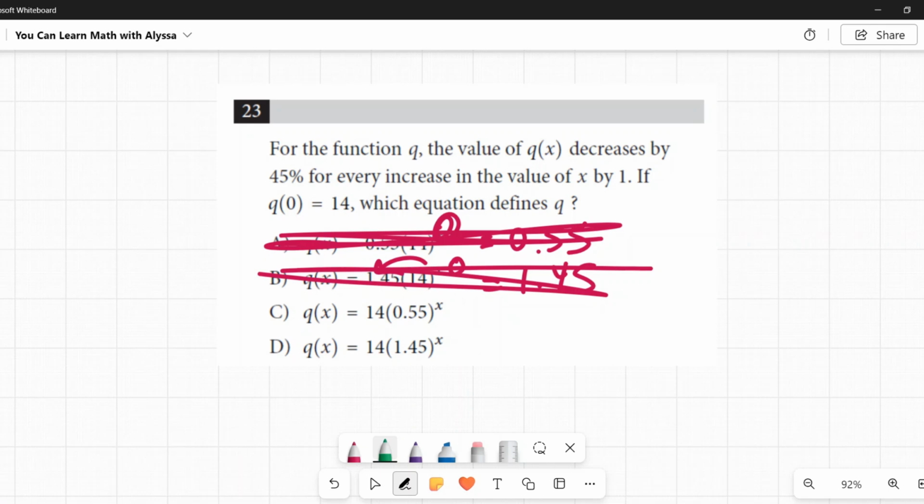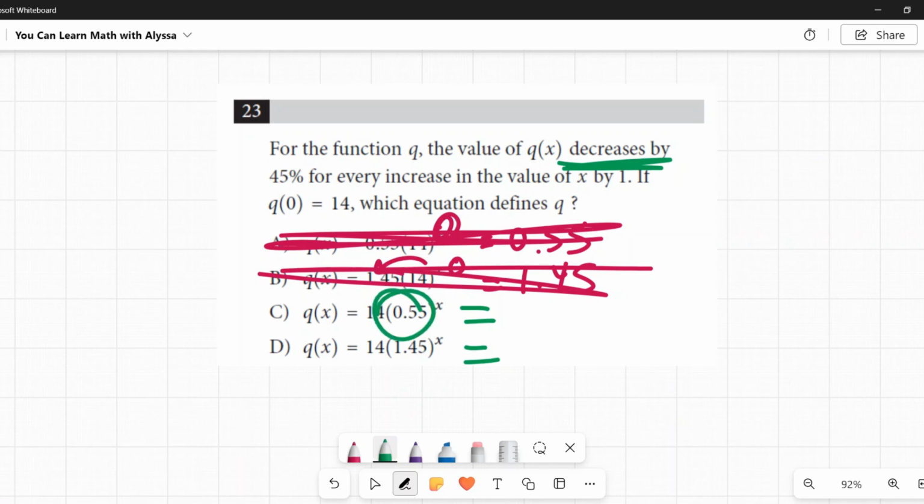And it's saying that every time I'm increasing that, 1, 2, 3, this value, this output that I get after I do that math, is decreasing by 45%. Which of these two numbers, if I multiply 14 by it, will decrease it by 45%?